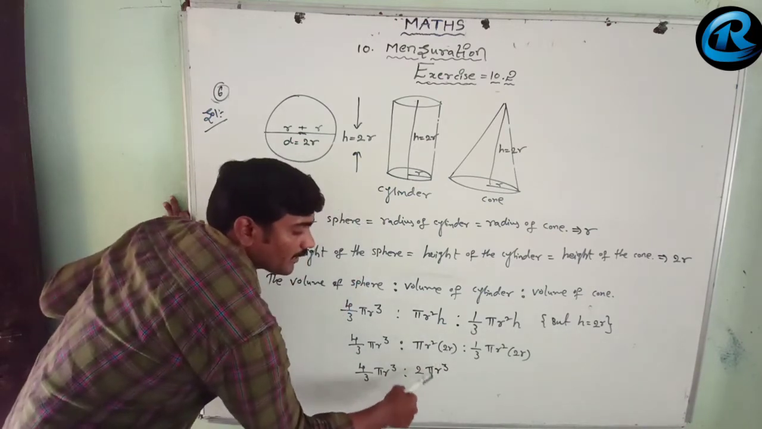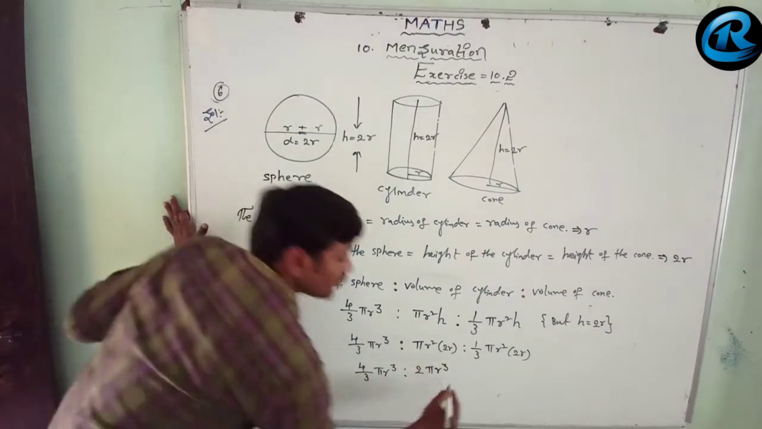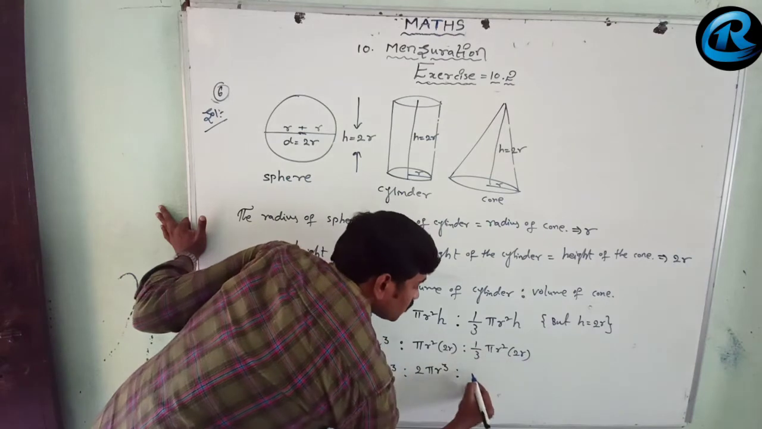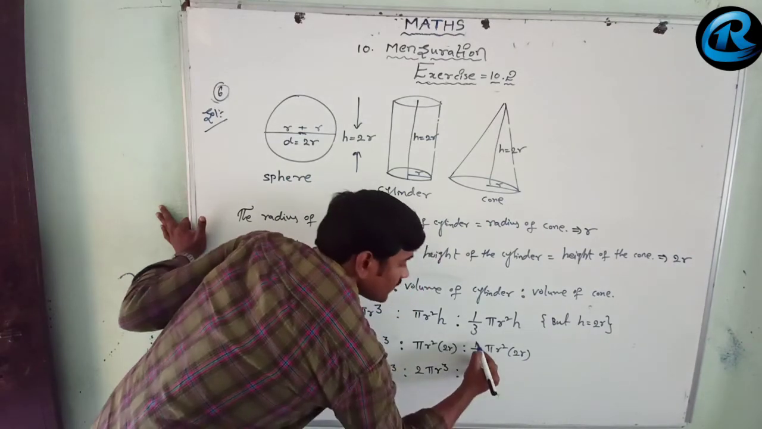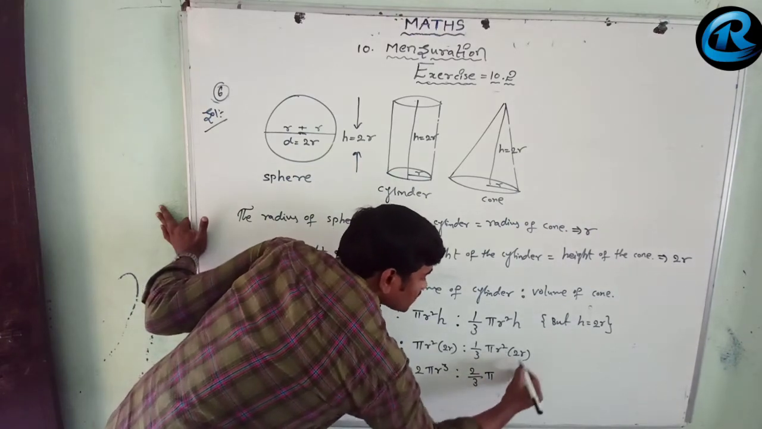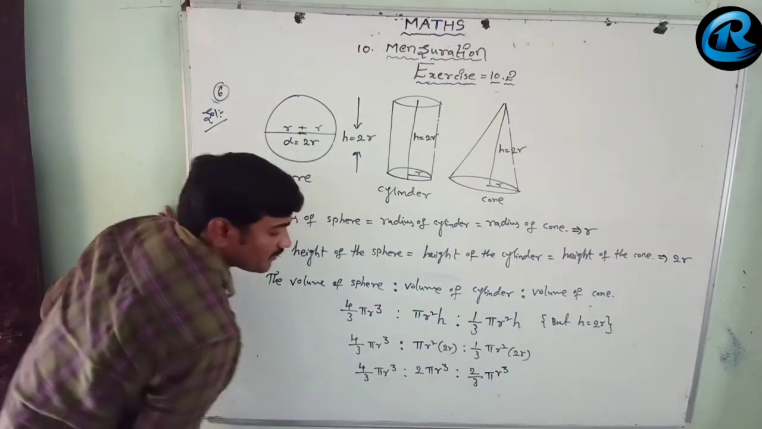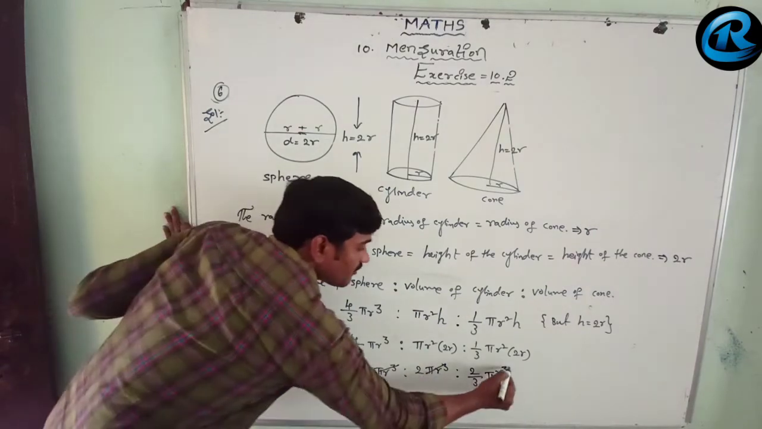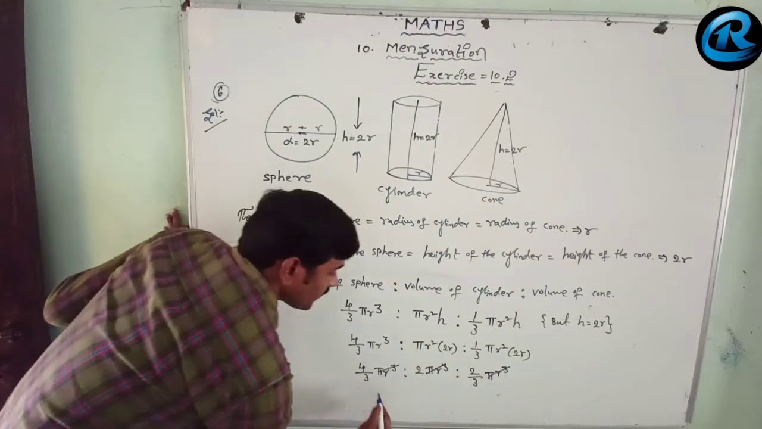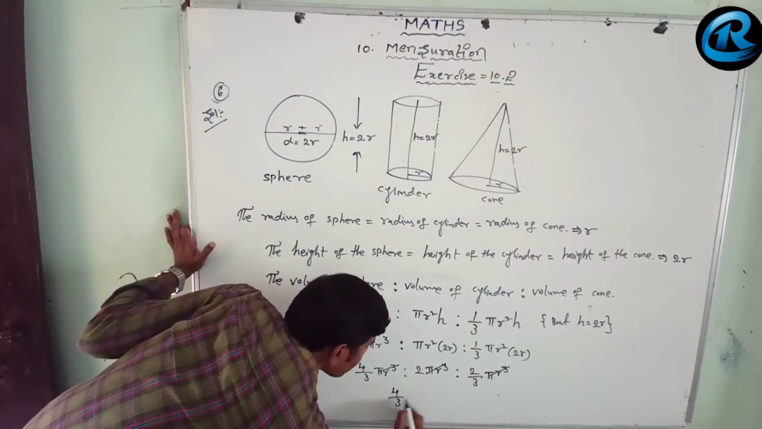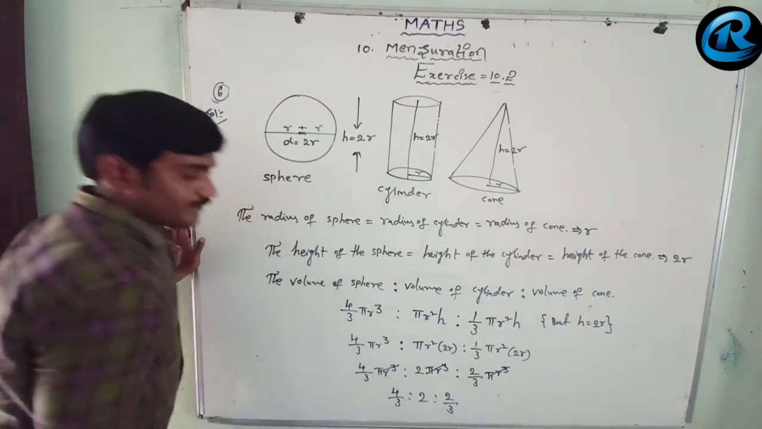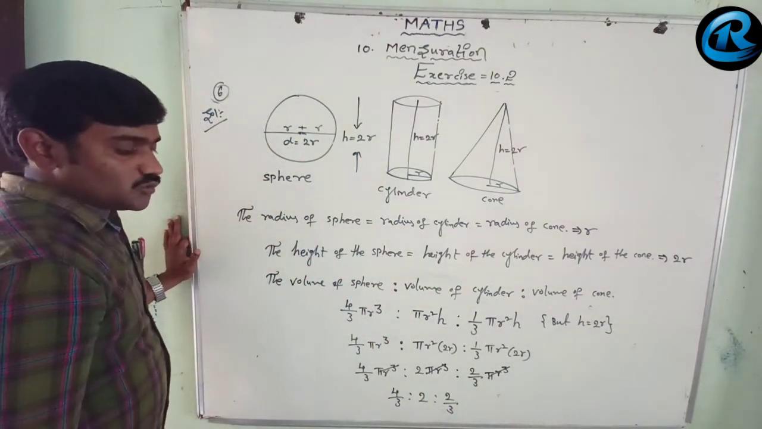So 2 and pi r square into r cube is to here 1 into 2, that is 2/3. Here pi r square into r cube. చూడండి ఇప్పుడు అన్నింటిలో pi r cube అనేది క్యాన్సిల్ అయింది. సో ఏం మిగులుతున్నాయి చూడండి, ఇక్కడ 4/3 is to 2 is to 2/3 ఉంది.